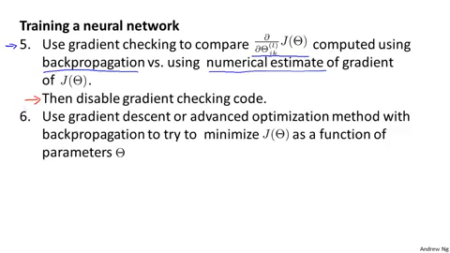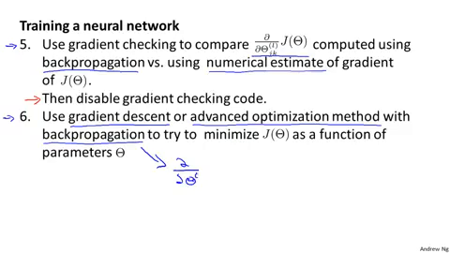And finally, we use an optimization algorithm such as gradient descent or one of the advanced optimization methods such as LBFGS, conjugate gradient, as embodied in fminunc or other optimization methods. We use these together with backpropagation. Backpropagation is the thing that computes these partial derivatives for us. So we know how to compute the cost function, and we know how to compute the partial derivatives using backpropagation. So we can use one of these optimization methods to try to minimize J of theta as a function of the parameters theta.